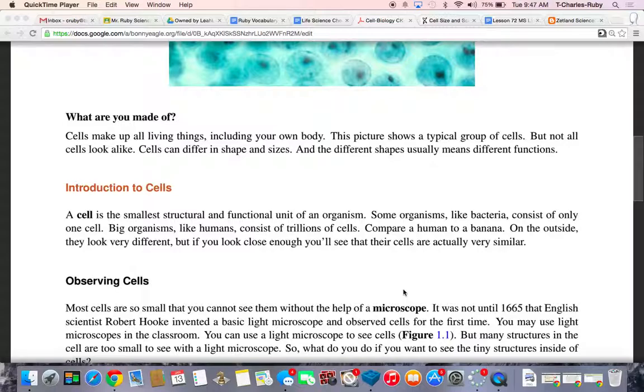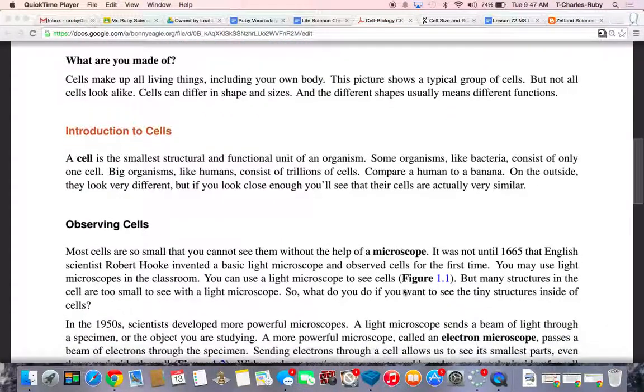Introduction to cells. A cell is the smallest structural and functional unit of an organism. Some organisms, like bacteria, consist of only one cell. Big organisms, like humans, consist of trillions of cells. Compare a human to a banana. On the outside, they look very different, but if you look close enough, you'll see that their cells are actually very similar.